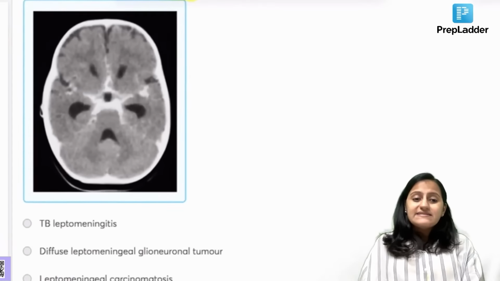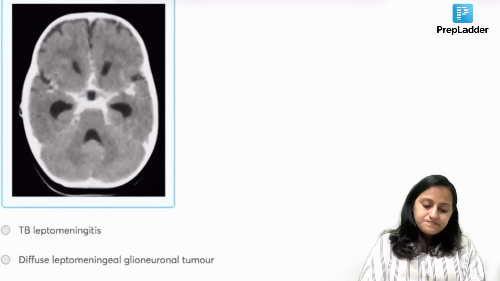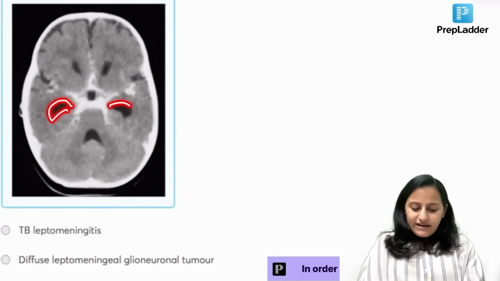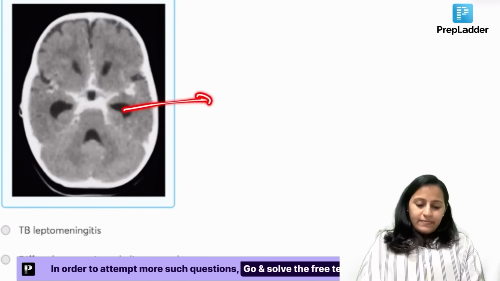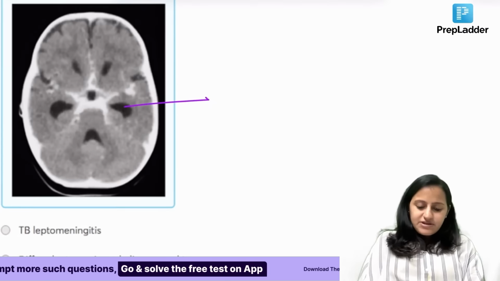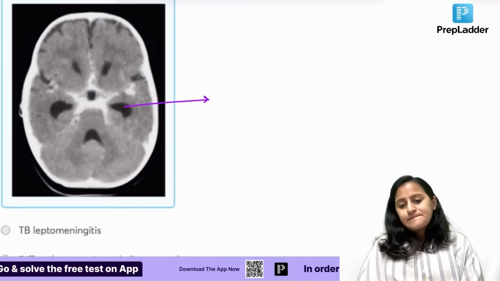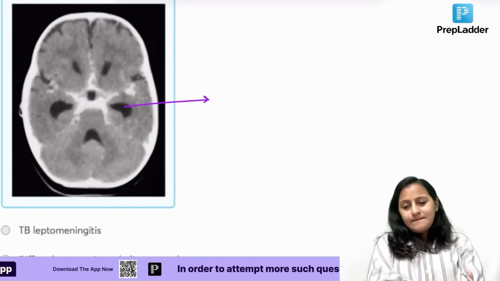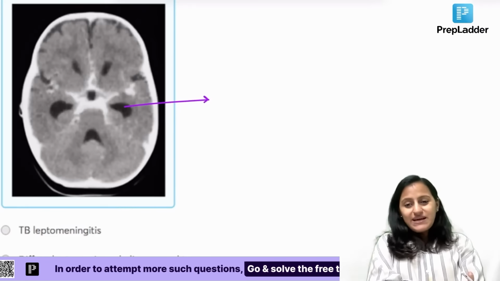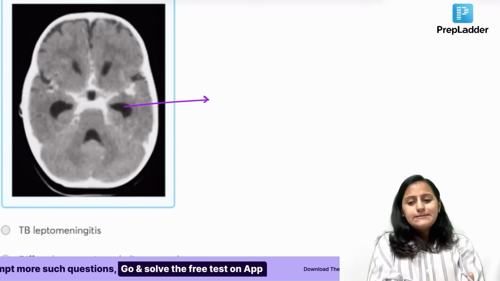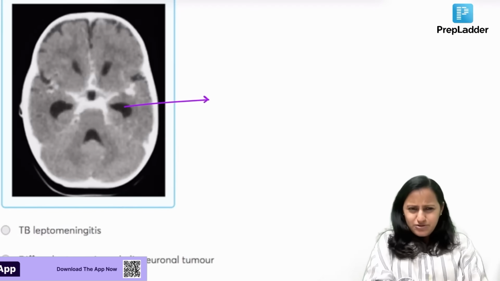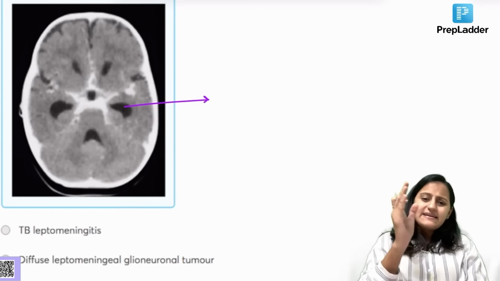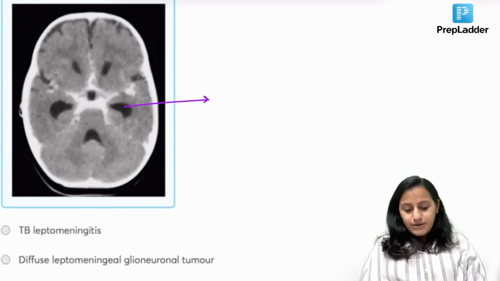What are the findings that you are seeing in this image? Okay, can someone identify this structure here? What is this labeled structure? Anatomically tell me that. Posterior horn of third ventricle. The third ventricle does not have a posterior horn. It is the lateral ventricle which has the anterior horn, posterior horn and the inferior horn.